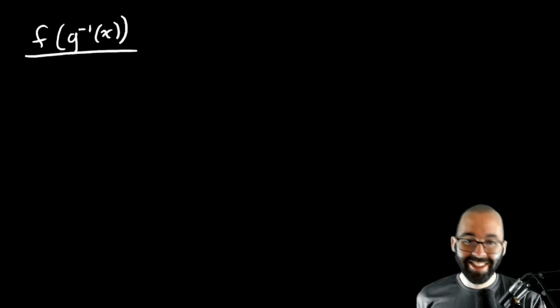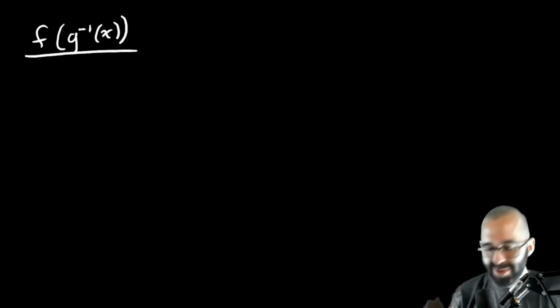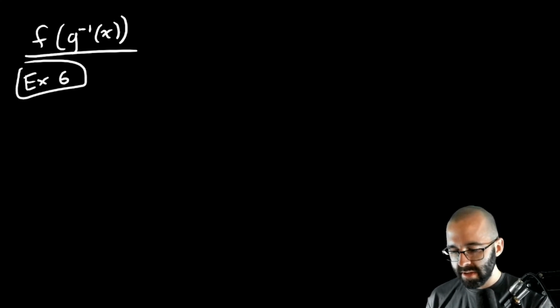All right, and let's do one more form. F of g inverse of x. This is usually the weirdest one. But these are the fun ones that you get to visualize a little bit. Let's do example 6. We'll do 3 of these. Evaluate exactly.